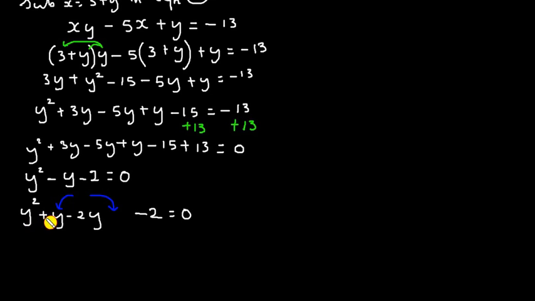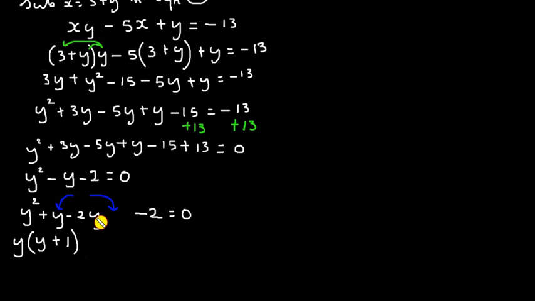So y squared and y. The common factor here, y can go into y squared and also can go into itself. So y multiplied by what will give us y squared? Yes, you've got that correct. Y multiplied by y will give us y squared. Y multiplied by what will give us y? Yes, y multiplied by 1 will give us y.